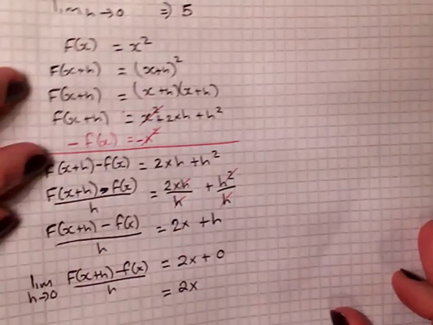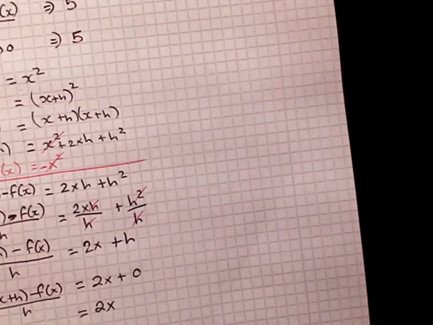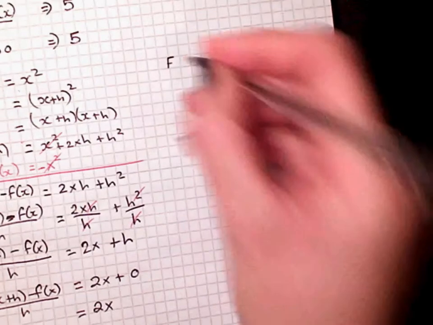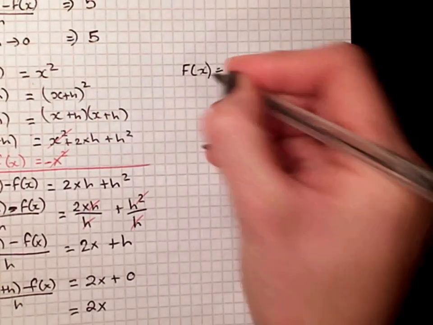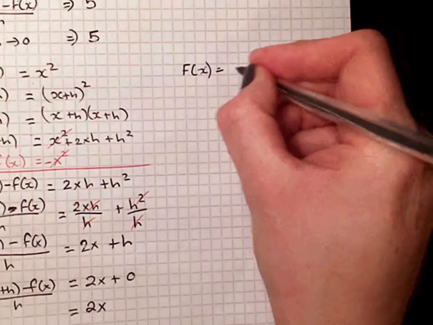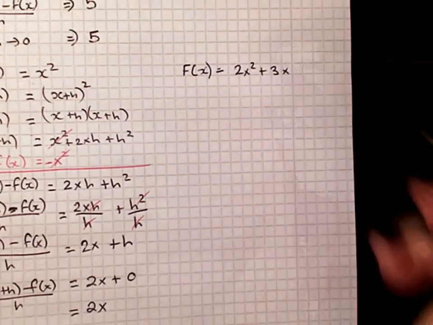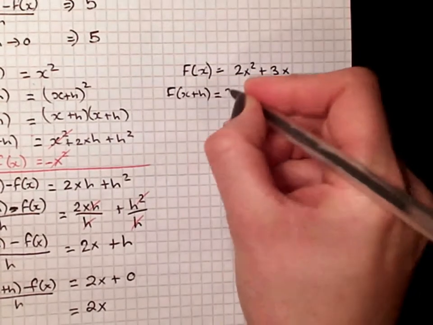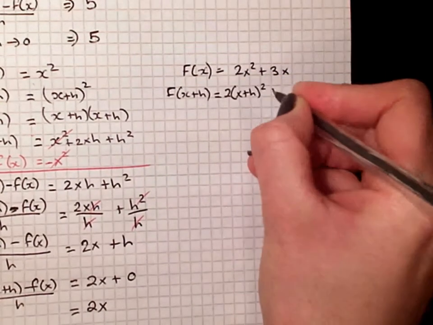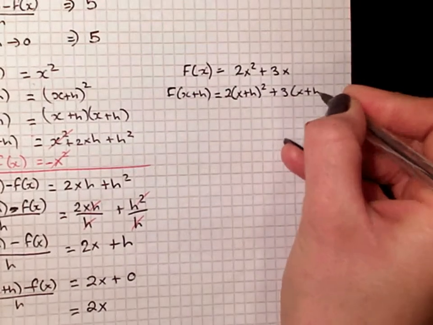Now one more example on it. If you had f of x equal to something like 2x squared plus 3x. So f of x plus h is equal to 2 by x plus h all squared plus 3 by x plus h.